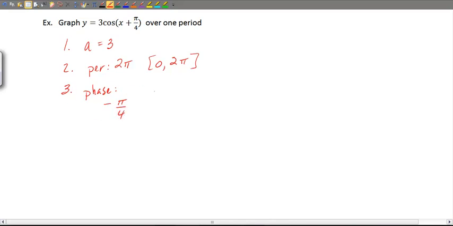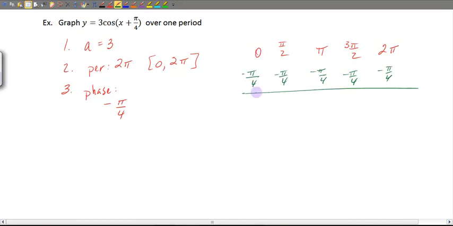So now that I know all of that information, I'm going to write out my interval based on my period here. So I have 0 to 2 pi. Halfway between that is pi, pi over 2, 3 pi over 2. So that's the original value. But I'm going to shift everything to the left by pi over 4, so I'm going to subtract pi over 4 from each of these values. The first value right here is going to be negative pi over 4. And I'm going to calculate the rest of these values.